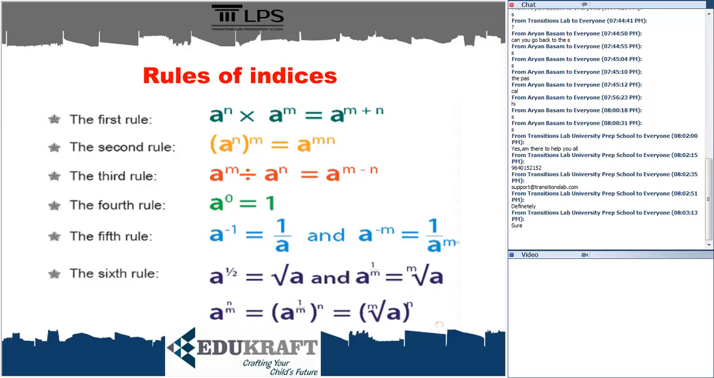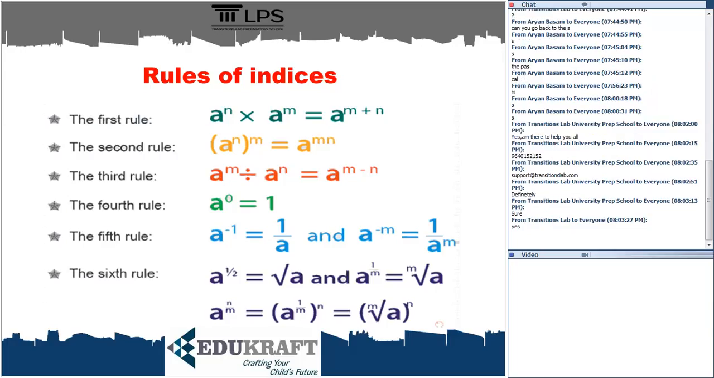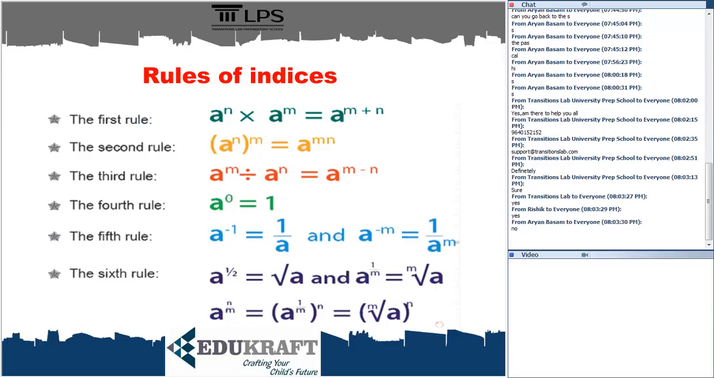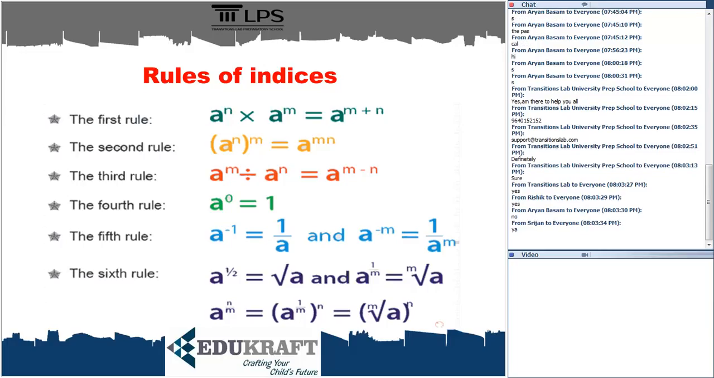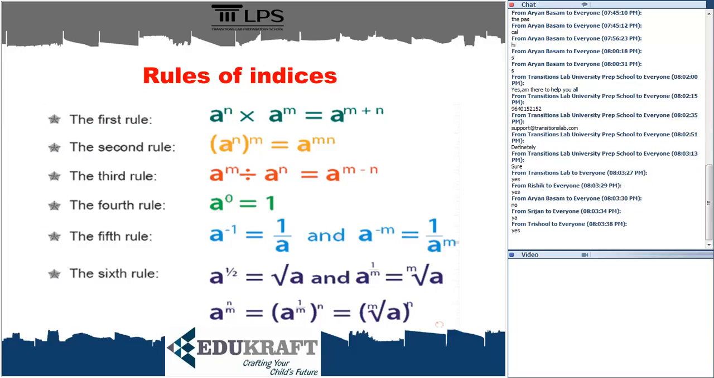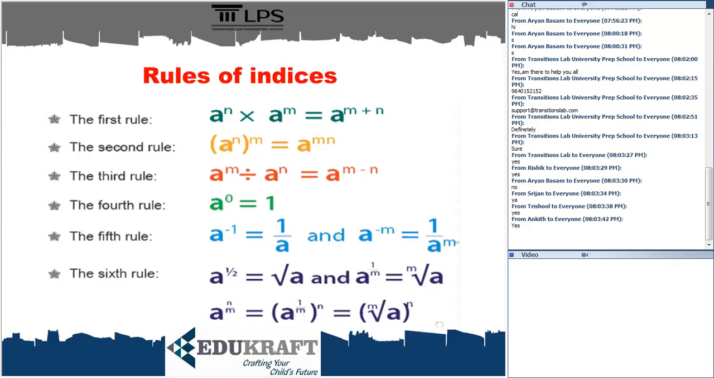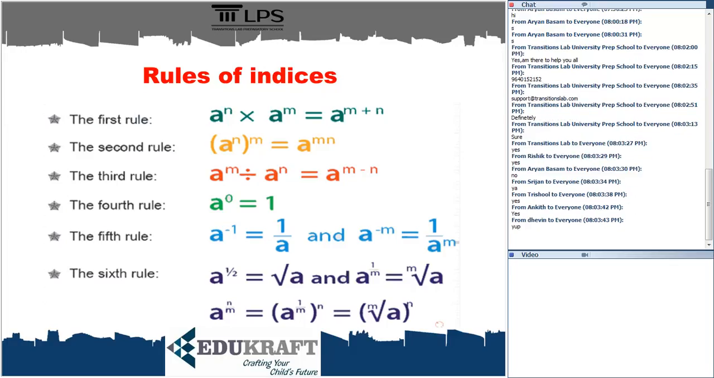Okay, let us continue with the class. On the screen, you observe rules of indices. For the students, I want to ask them, are you familiar with the rules of indices? Are the students attending this class familiar with rules of indices? Yes, Rishik says he is. Aryan says no. Srijan says yes. Trishul also yes. Okay, great. I think most students are aware of the rules of indices.